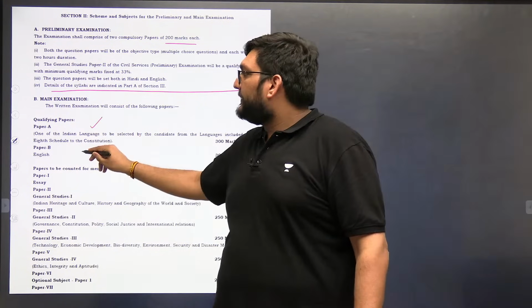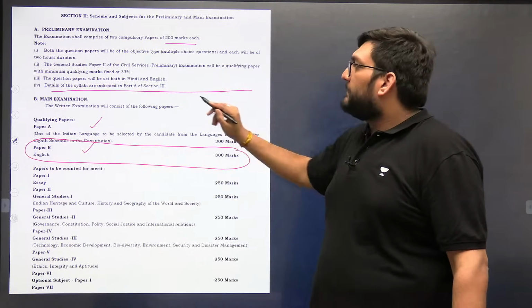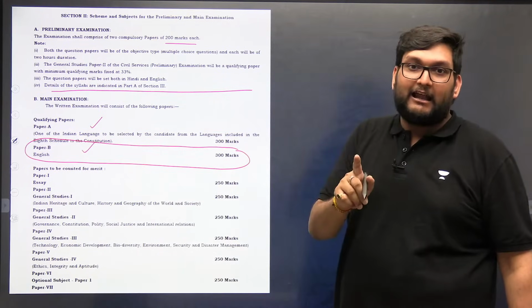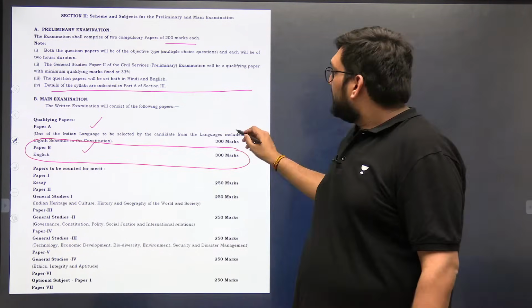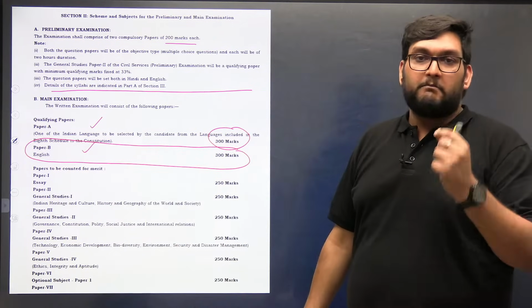You have 2 papers, paper A and paper B. Paper B is compulsory for everybody, qualifying. Paper A is Indian language if you're not from the northeastern states. This is also qualifying. These are not the papers which are added to make the merit.